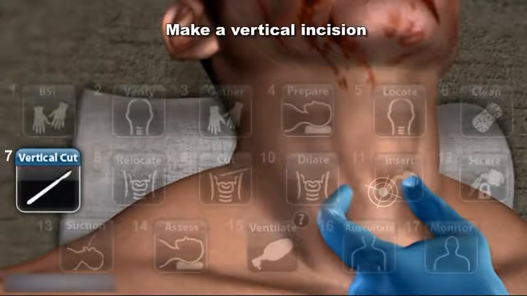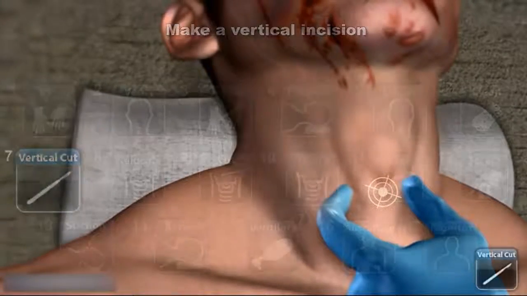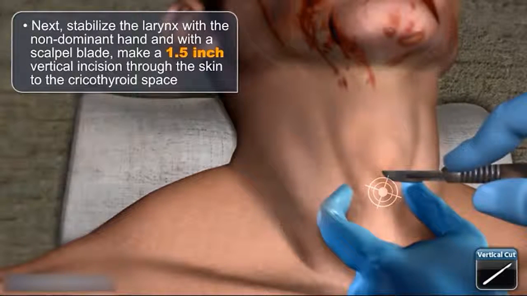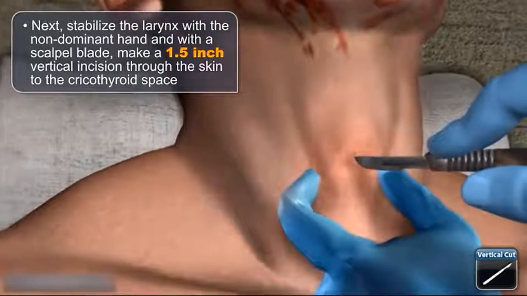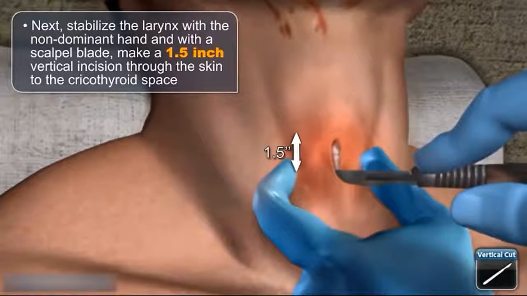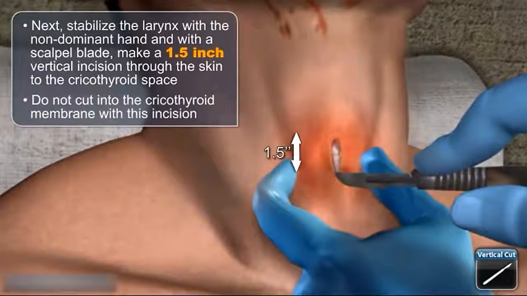Make a vertical incision. Next, stabilize the larynx with a non-dominant hand, and with a scalpel blade, make a 1.5-inch vertical incision through the skin to the cricothyroid space. Do not cut into the cricothyroid membrane with this incision.